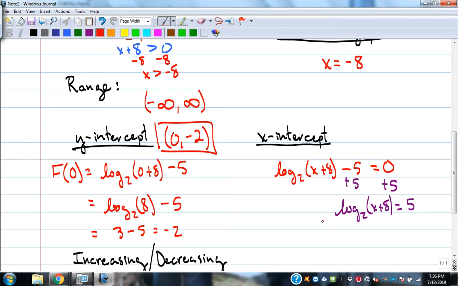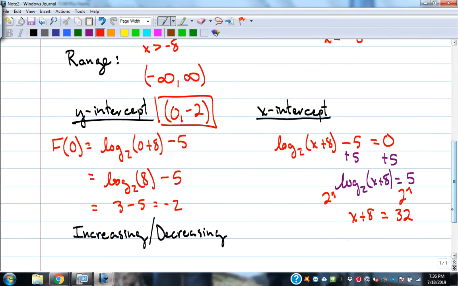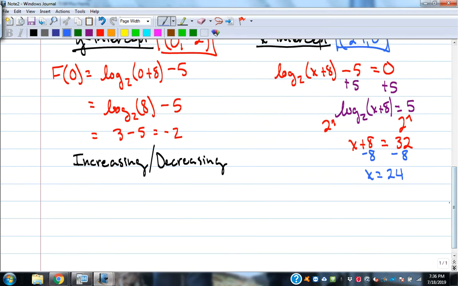And then we exponentiate with a 2. So we have x plus 8 equals 2 to the 5th power, which is 32. Subtract 8, x equals 24. So (24, 0) is the x-intercept. Setting the problem equal to 0 will always find an x-intercept if there is one.